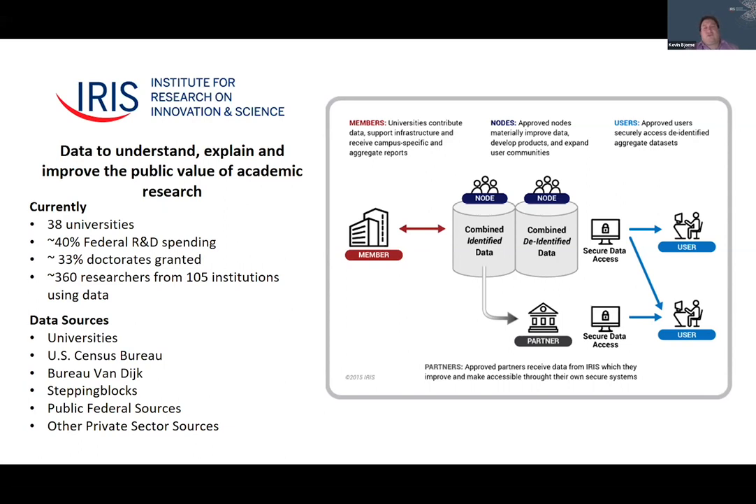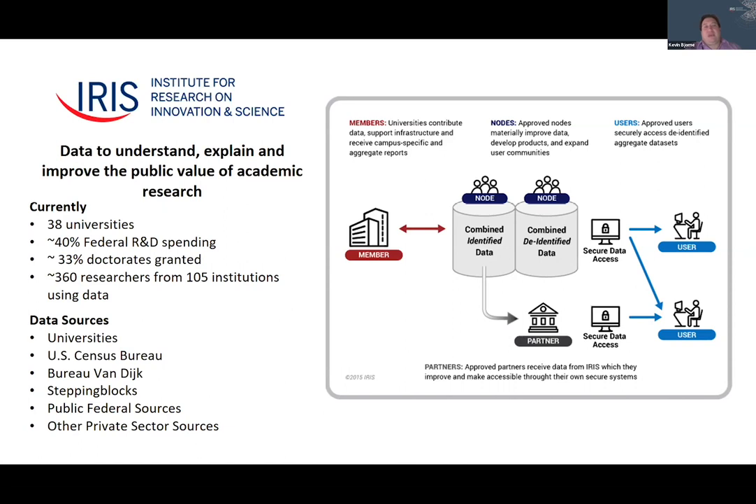Now, in terms of scope of data, we have data from 38 different universities, and these are typically the largest universities. So we have data from University of Michigan, most of the Big Ten schools, Johns Hopkins, and so forth across the country. And we take all that data and put it in one place. This data represents roughly 40% of all R&D spending that takes place in the nation. It also accounts for roughly 33% of all the doctorates that are granted here in the nation.